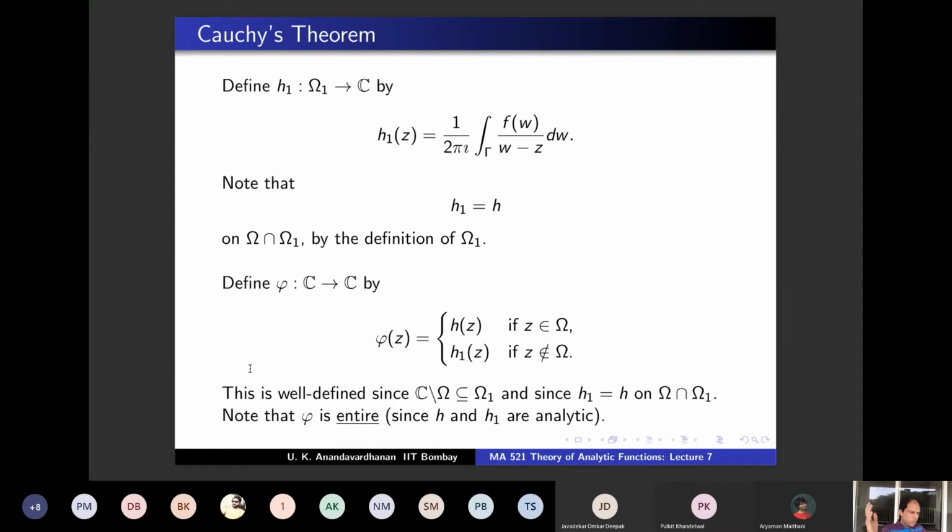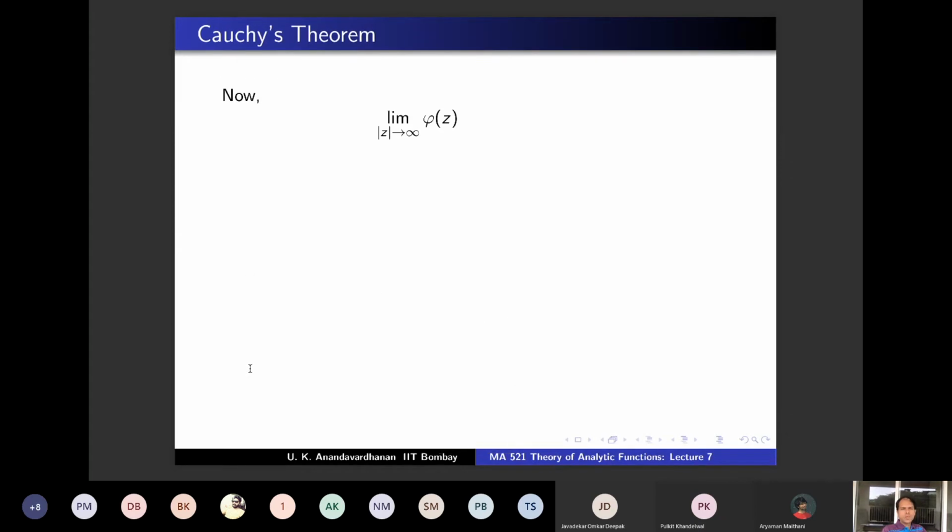Because if the limit as z goes to infinity of phi of z is 0, then outside a big enough disk, phi of z is bounded because it is going to 0. So outside a disk, it is bounded. Inside a disk, it is bounded by the extreme value theorem. On a compact set, a continuous function will take a maximum. Therefore, this is all that we need to show.